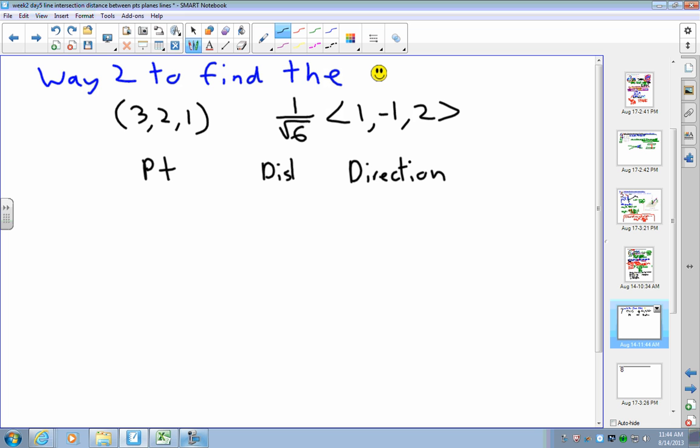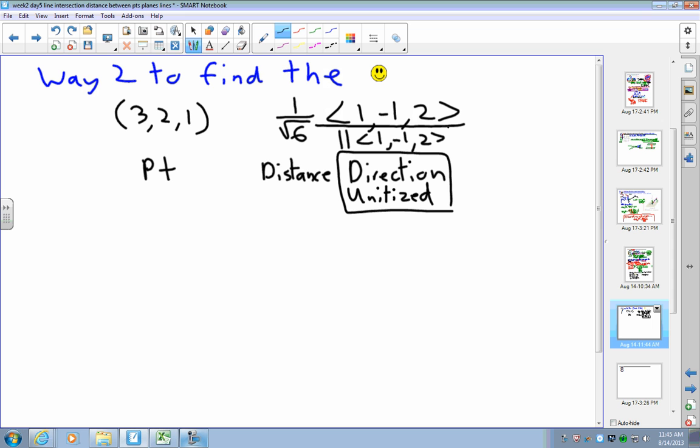So here's my distance. So I have a point, I have a distance, I want to move in that specific direction. Now, right now, if I move 1 square root of 6 in that direction, I did not move 1 square root of 6 because I have not unitized the direction. So if you unitize the direction, you'd be doing the magnitude of 1, -1, 2. So now I have a point, and I want to move 1 square root of 6 in that unitized direction.